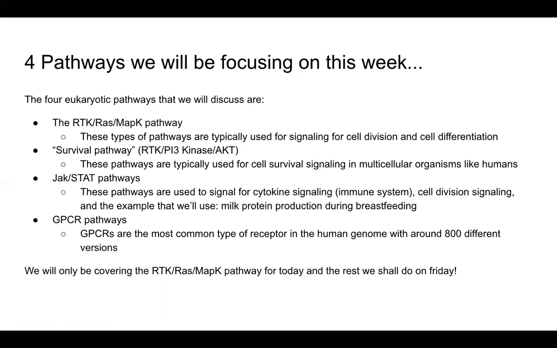And then we have the JAK-STAT pathways. They're used for cytokine signaling, like in the immune system. They're also used for cell division, and for example, milk protein production during breastfeeding. And then the last pathway is the GPCR pathways. These are the most common type of receptors in the human genome, with around 800 different versions. They're G protein coupled receptors. We'll be covering the RTK, RAS, MAPK pathway today, and the rest will be talked about in a review session on Friday.